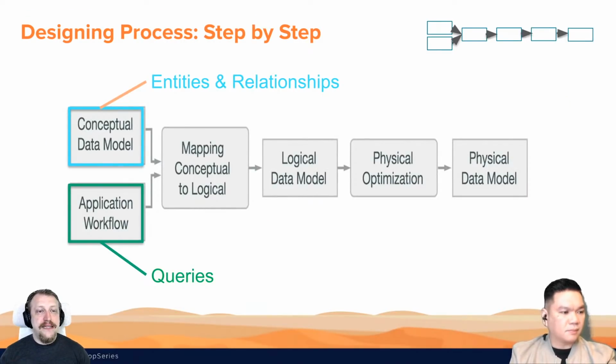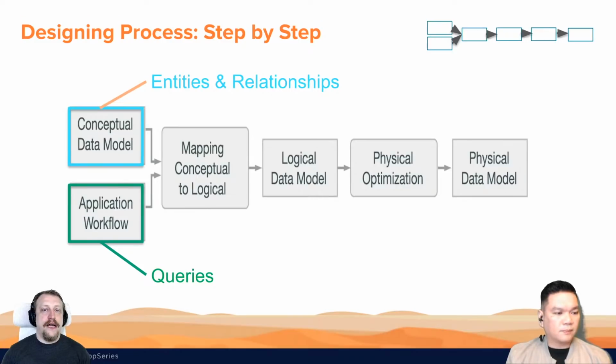Designing process step by step, and that's all you need to do to get a good data model. We define the conceptual data model and identify application workflow. We map them together to find out the things we have to do. Based on that, we create the logical data model, then do physical optimization and define the physical data model. Let's do it step by step.